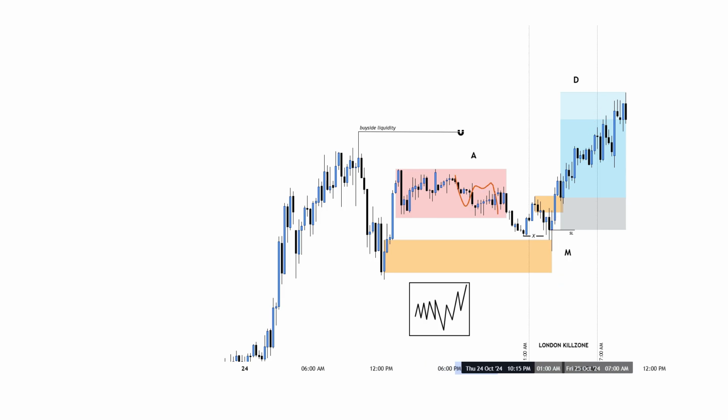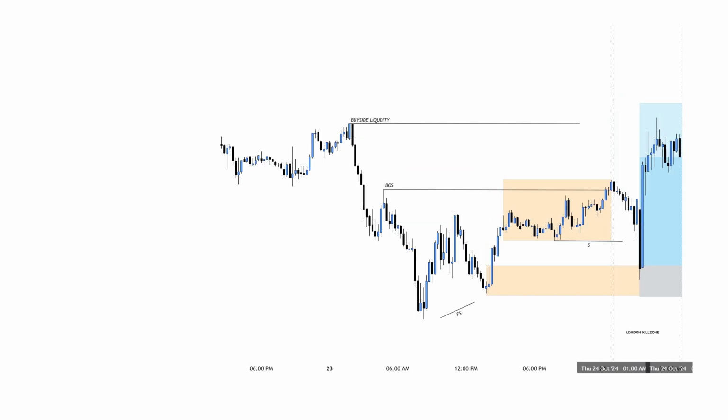As you can see, accumulation, manipulation, to distribute. All of this is happening during the London kill zone from 1 a.m. to 7 a.m. Eastern Standard Time. Always look for this pattern to happen during a certain kill zone. Now let's go over our next example.